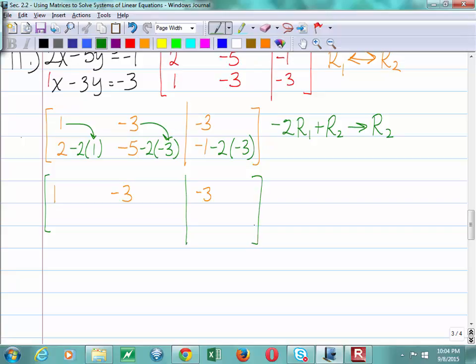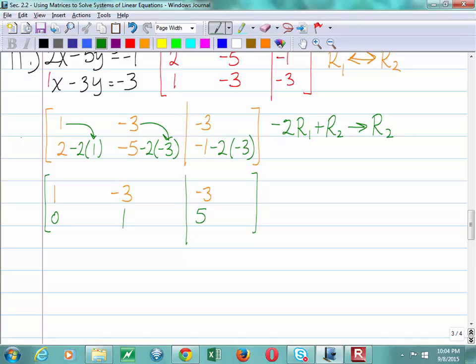Now my second row is going to be 0, and let's see, -5 plus 6, so that's going to be 1, and then -1 plus 6 is going to be 5. Okay, so I'm done with my first column, so now I'm working on my second column.